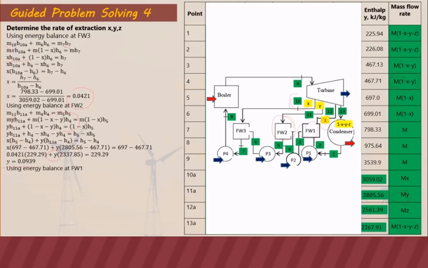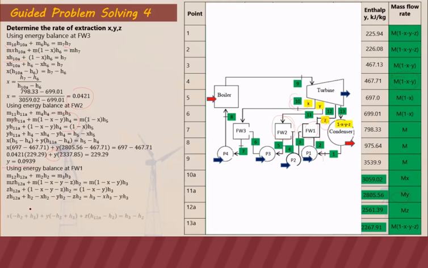And finally, for the rate of extraction at feed water 1, which is z. So coming in are 12 and 2. Going out is 3. So that's why we have 12, 2, and 3 using the same process. So substituting the masses, rearranging the term to arrive with a value. Then substitute the value of x and y, which we computed a while ago. Then the only unknown will be z.